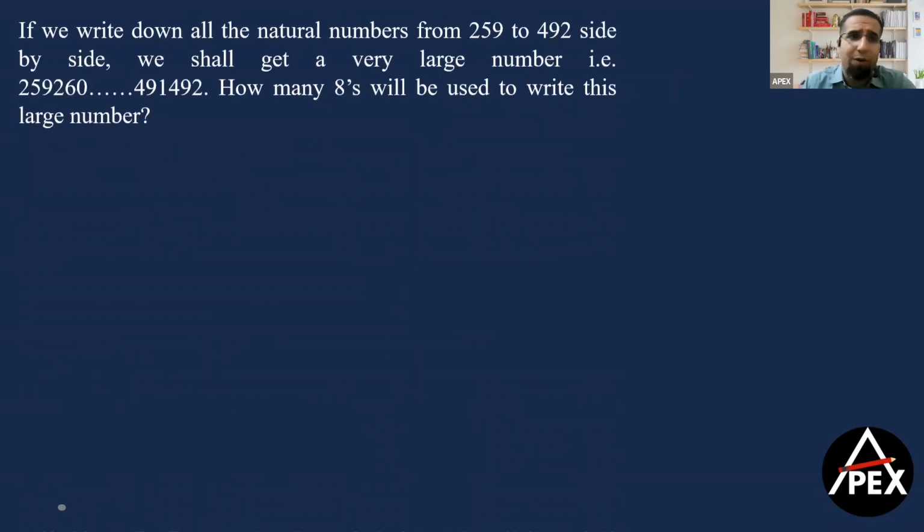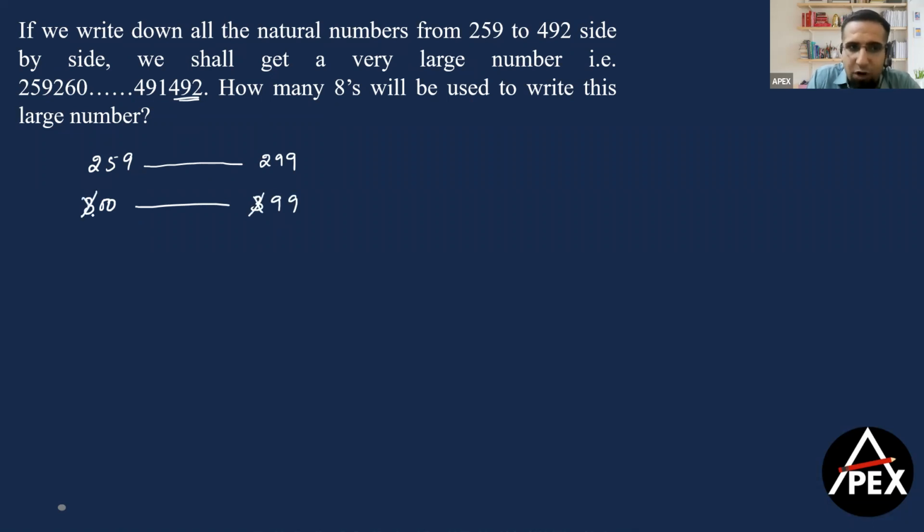Now let's look at a very interesting question. So we are writing numbers from 259 till 492. Right. Now let's try to understand it this way. Can I write from 259 till 299? Let's count it separately. Similarly, when I write from 300 till 399, 3 is in the hundreds place. Am I supposed to count 3? No.